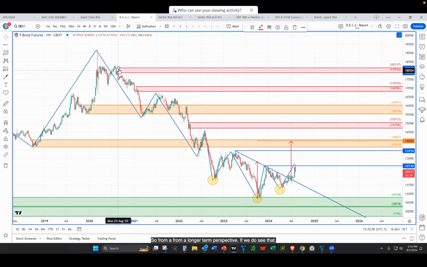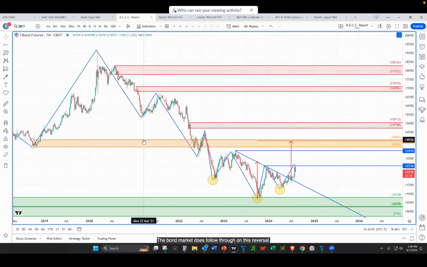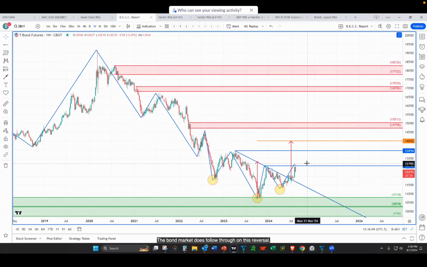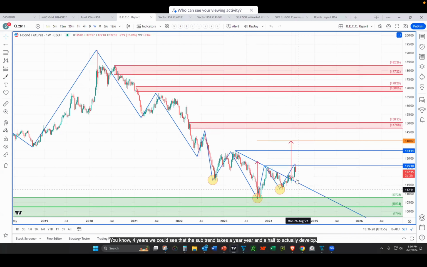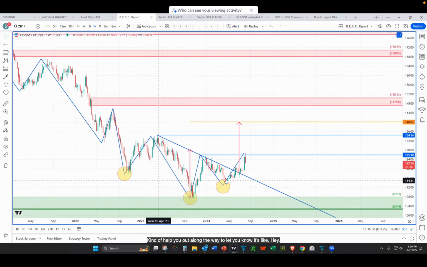Okay. So from a longer term perspective, if we do see that the bond market does follow through on this reversal, then you're most likely going to see that as we come up to these areas of supply, we could go from an impulse to a corrective phase. But again, this is very long-term analysis. I mean, this whole downtrend here took 4 years. We could see that this uptrend takes a year and a half to actually develop. But paying attention to these key levels is really what's going to help you out along the way, to let you know, hey, we've got some stuff happening here.